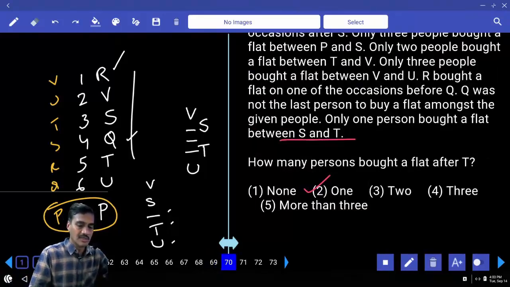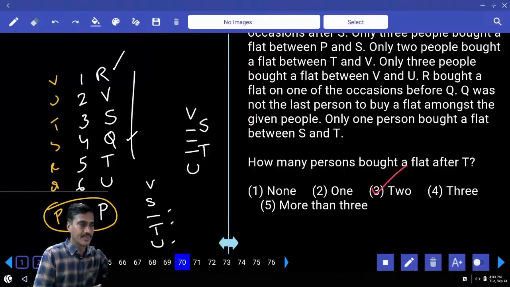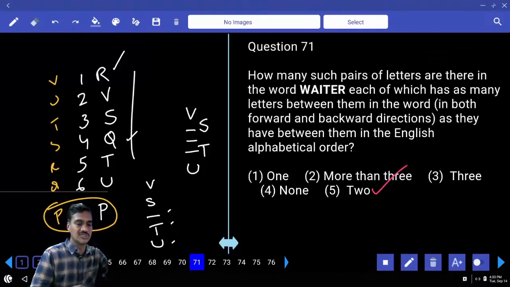And 70, how many persons bought a flat after T? How many were there? There are exactly 2 persons who bought a flat after T. 2, that is choice 3. Now this is about question number 66 to 70. Now this flat arrangement.